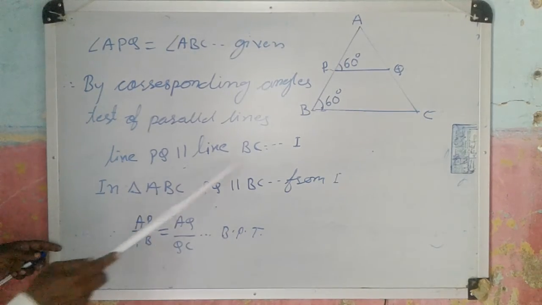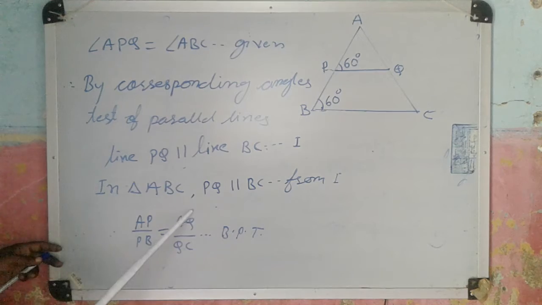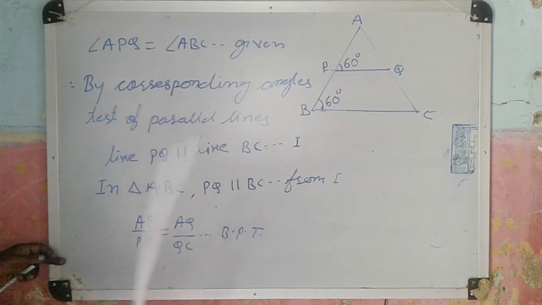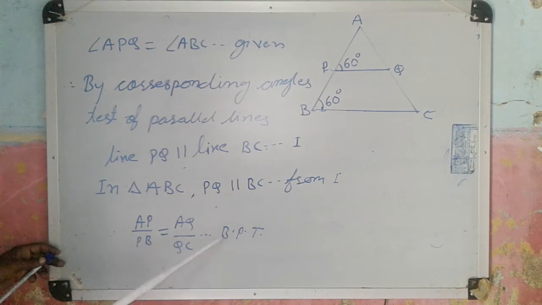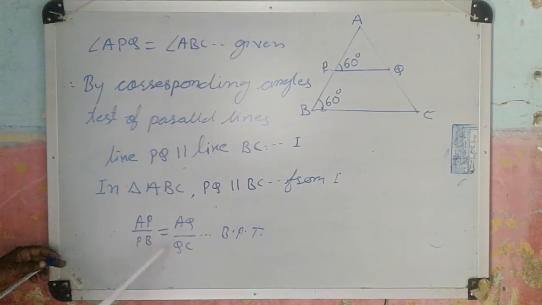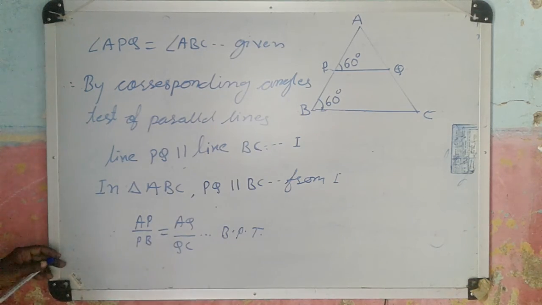Therefore, line PQ parallel line BC, statement first. And now in triangle ABC we have PQ parallel BC from statement 1. Therefore, according to basic proportionality theorem, AP upon PB is equal to AQ upon QC. Now this is proved.